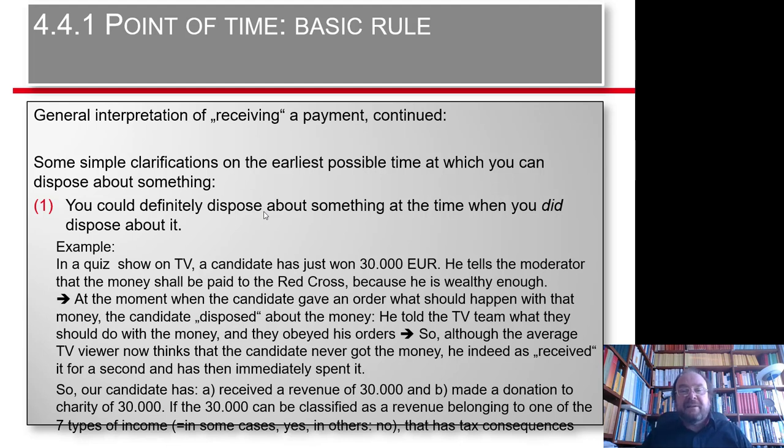And evidently that meant if the candidate could dispose about the money, then at that moment it was already his money or her money. So disposing means there must have been the possibility to dispose. So you received the money when you gave a binding order about it.